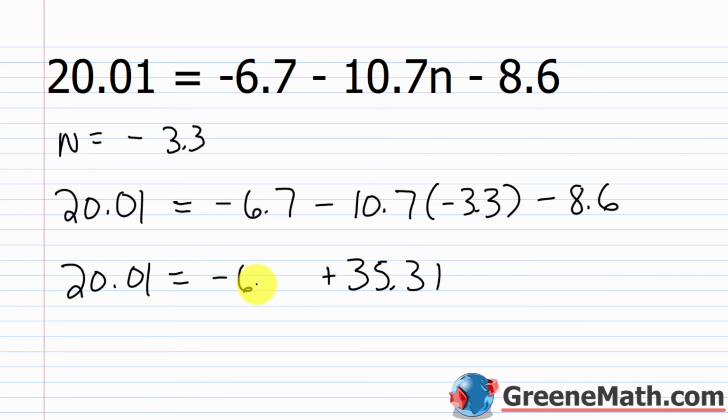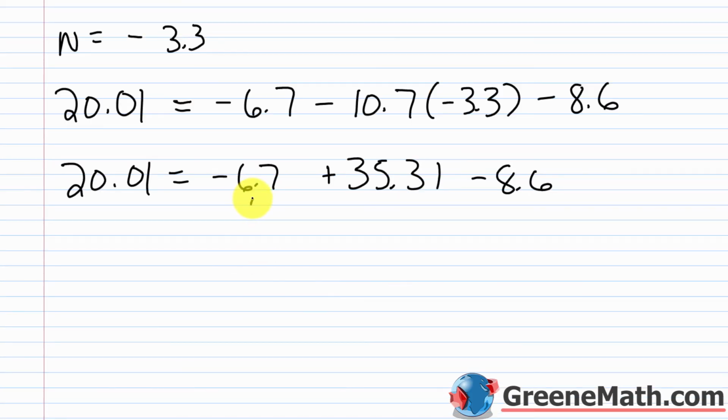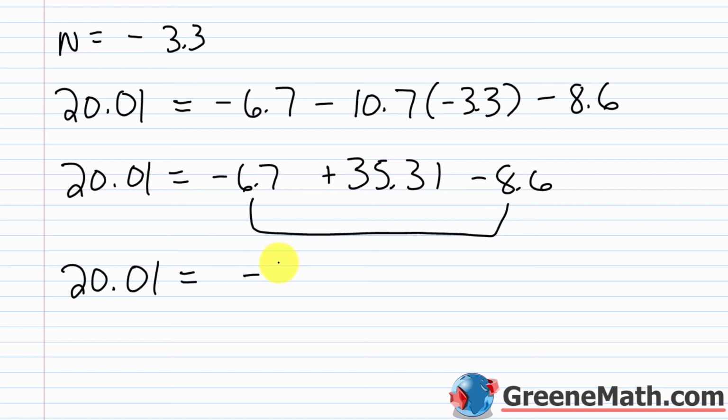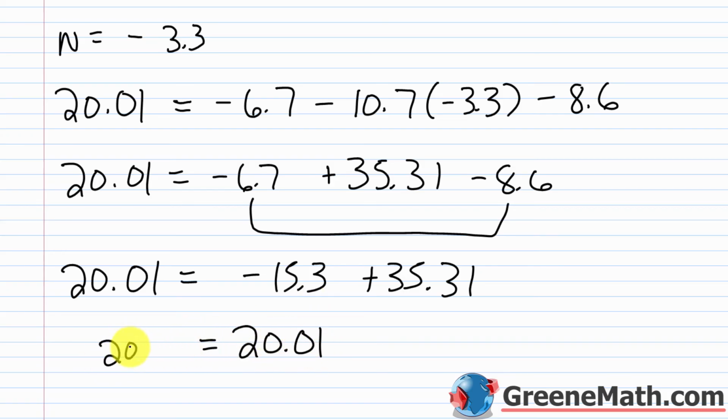Okay, so now I have negative 6.7 plus 35.31 minus 8.6. So I'm going to add my numbers with like signs first. What is negative 6.7 minus 8.6? That's going to be negative 15.3. So I'm going to write this as 20.01 equals negative 15.3 plus 35.31. And now we just need to add over here. What is negative 15.3 plus 35.31? That's going to give me 20.01. So 20.01 equals 20.01. Same number on the left and the right. So n equals negative 3.3 is the correct solution.